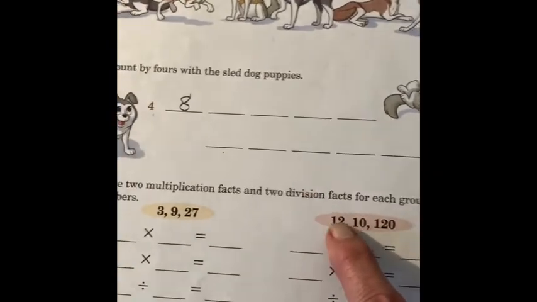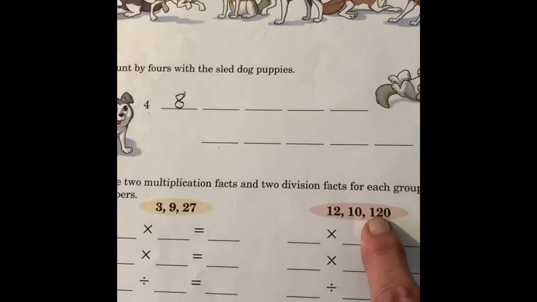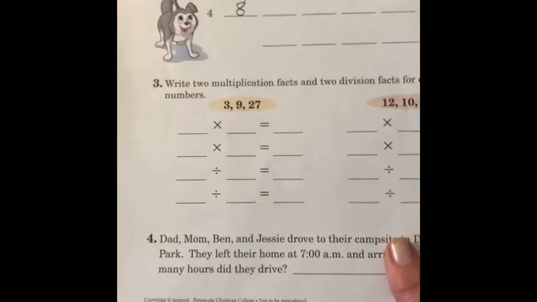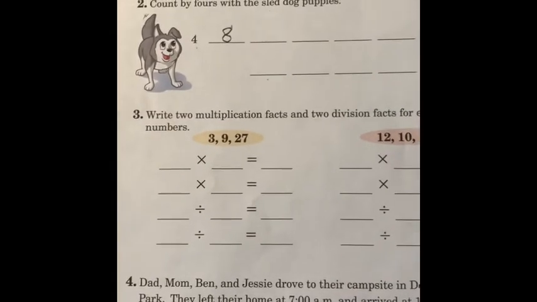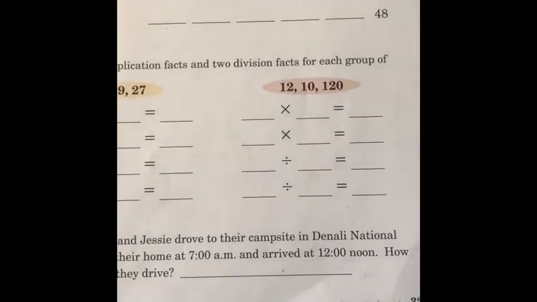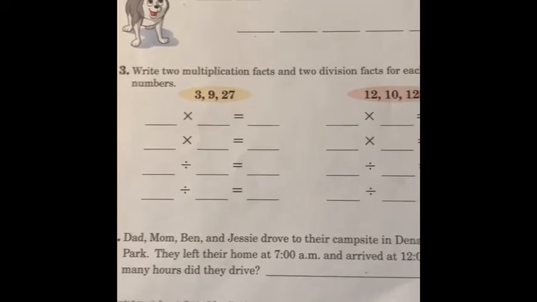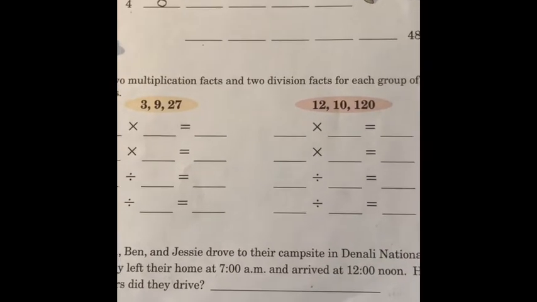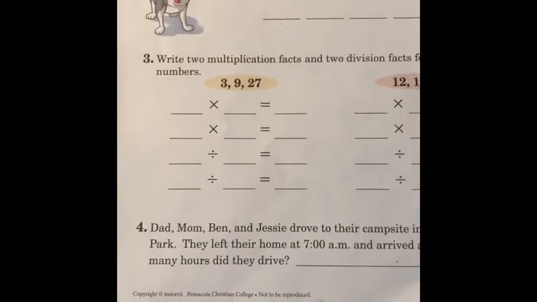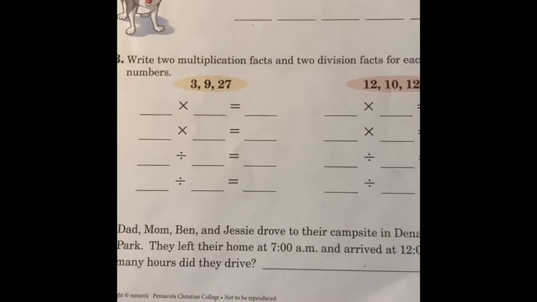Okay, you're going to use these numbers here, 12, 10, and 120. Remember, division starts with the big number. Okay, last thing, number 4. Dad and Mom, Ben and Jesse, drove to their campsite in Denali National Park. They left their home at 7 a.m. and arrived at 12 noon. How many hours did they drive?